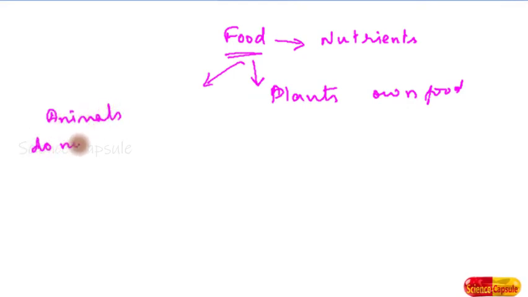do not make their food, right? So we have learned that every individual needs to take food. If we talk about plants, they can make their own food, whereas animals do not make their food. Rather, they depend on plants directly or indirectly for food.